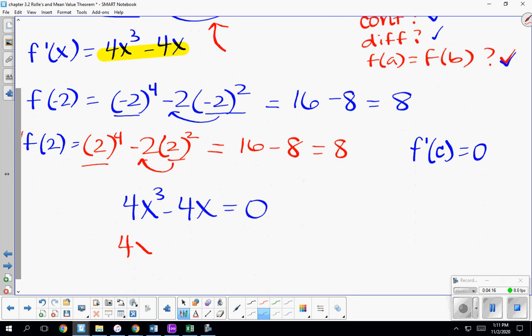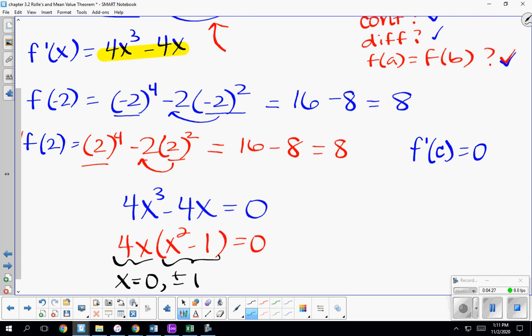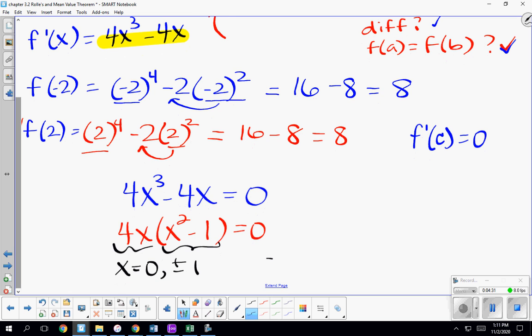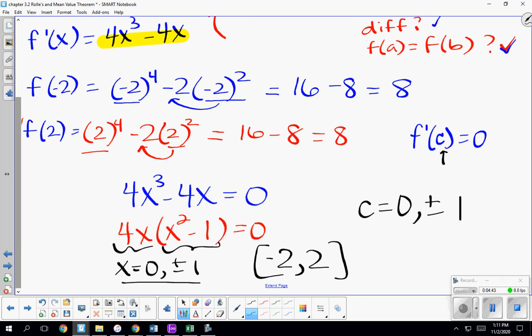So here we can factor out a 4x. So I'll get x squared minus 1. And when I set this equal to 0, I'll get x equals 0. Here I'll get plus or minus 1. Our interval was from -2 to +2, and so you can see here we actually hit it 3 times. So that specific c value that we're looking for is going to be 0 and plus or minus 1.